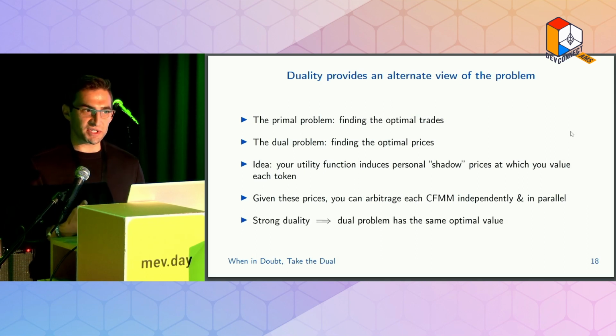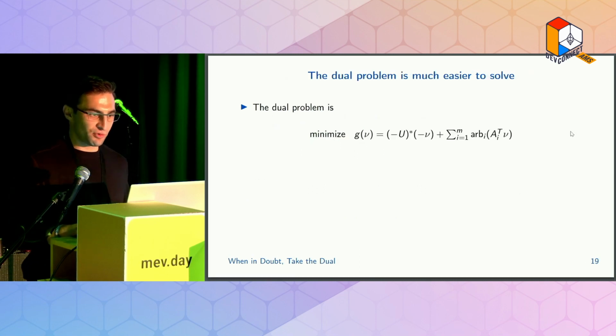Where convexity comes in is that because we have strong duality, instead of solving the primal problem, we can solve the dual problem, and that gives us the solution to the primal problem. I'll very briefly go over what this looks like. The dual problem is this expression here. It's minimizing the conjugate function of our utility plus the individual arbitrage with each CFMM.